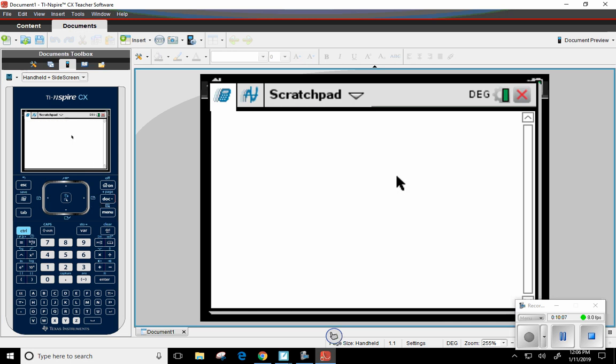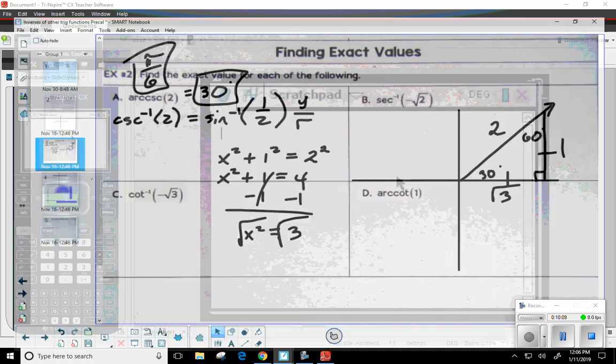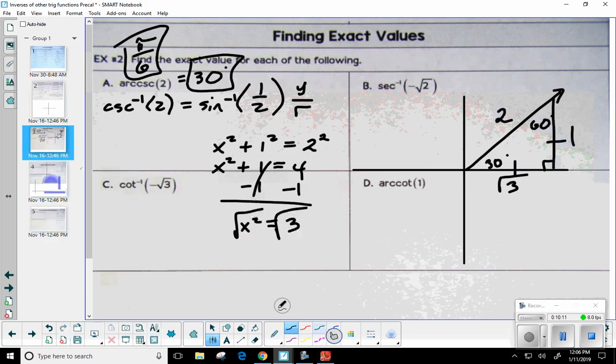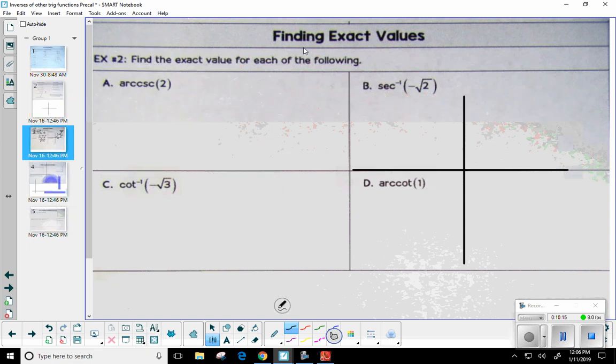Okay, so let's try another one of these. Secant inverse of negative square root of 2. This one has the negative. Remember, this would be the same if I were to write arc secant of the negative square root of 2. That arc simply is a new way of writing the inverse. So let's see here. What's the reciprocal of secant?